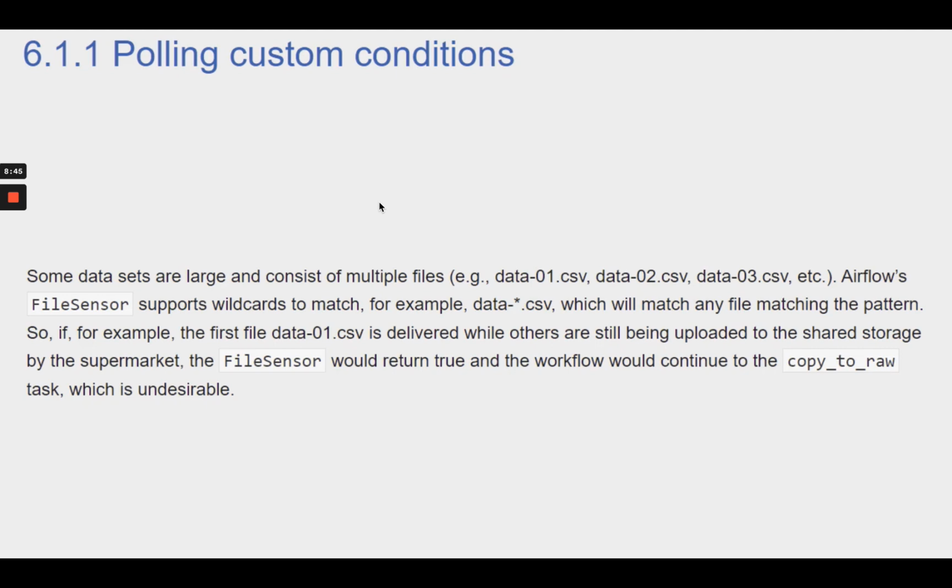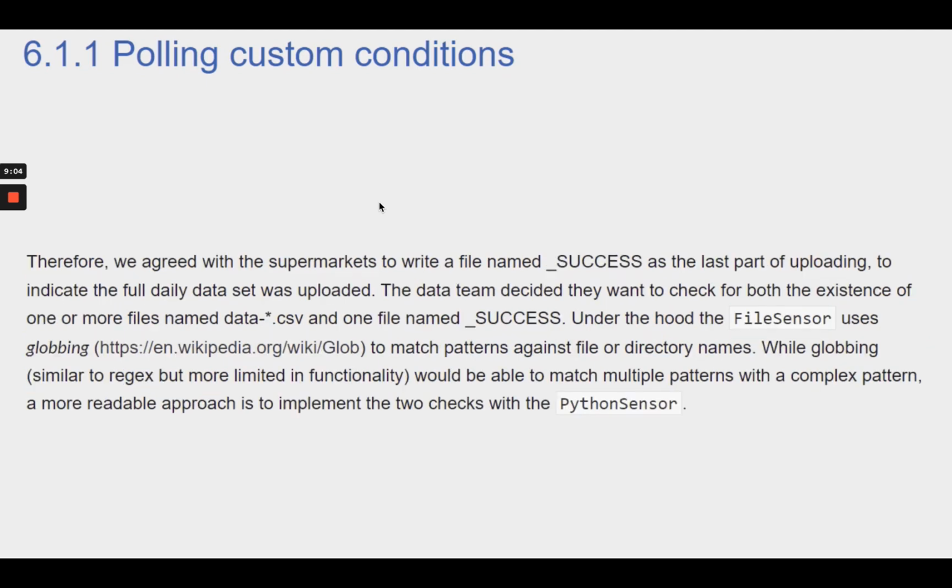So if, for example, the first file, data-01.csv, is delivered while others are still being uploaded to the shared storage by the supermarket, the file sensor would return true, and the workflow would continue to the copy_to_raw task, which is undesirable. Therefore, we agree with the supermarkets to write a file named _success as the last part of uploading, to indicate the full daily data set was uploaded.